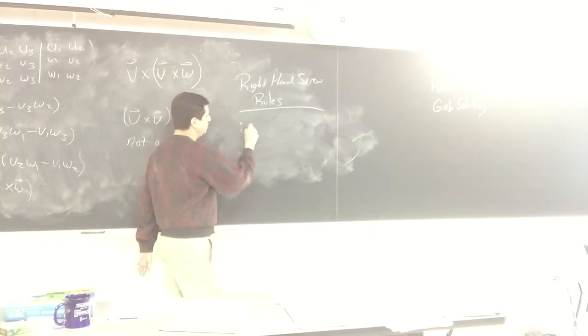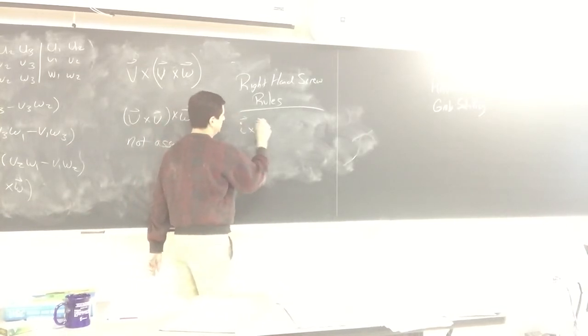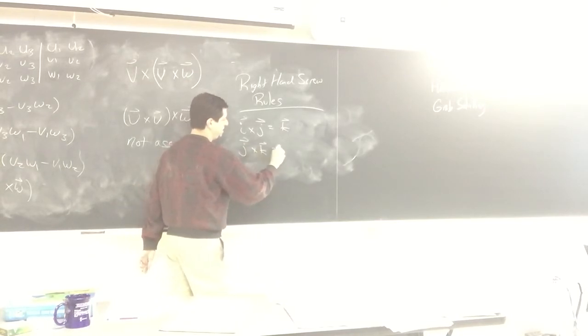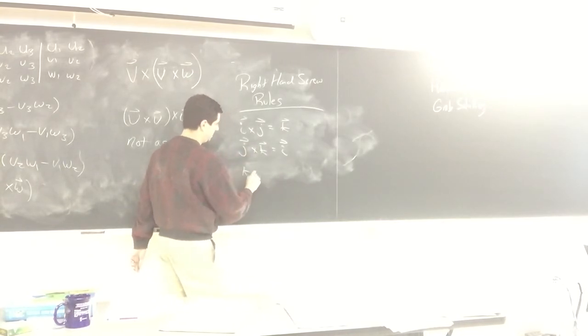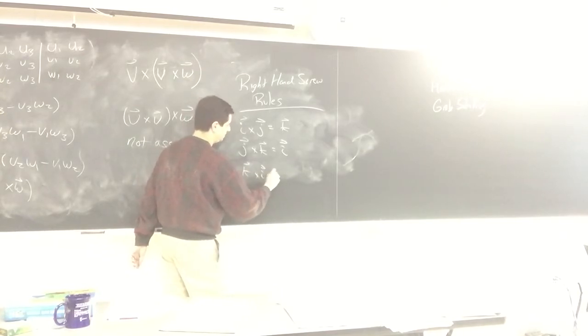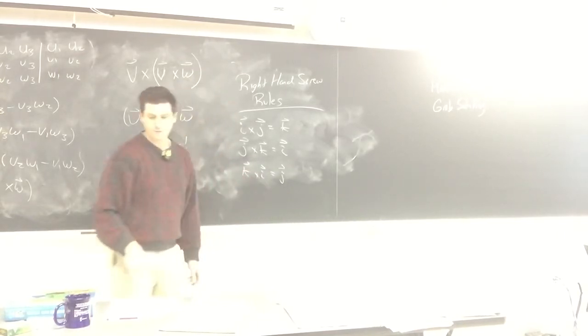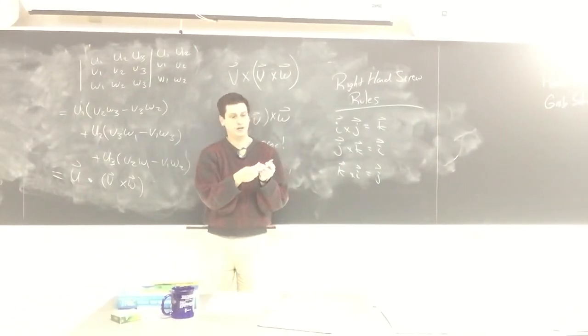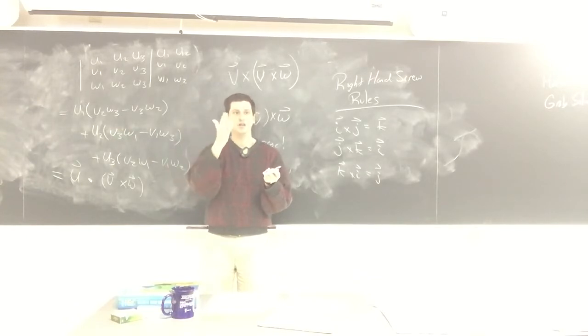All right, so we have I cross J is K. J cross K is I. And K cross I is J. So the way you view it is if I take two vectors, V and W, and I want to figure out what direction is the cross product, you take your right hand, you have your fingers curling from your first vector V to your second vector W, and then your finger points in the direction of V cross W.